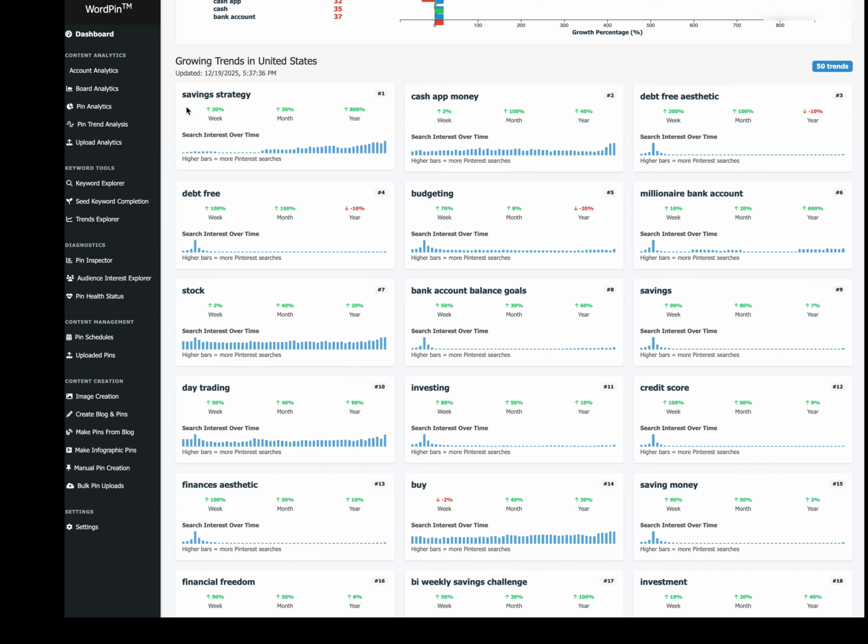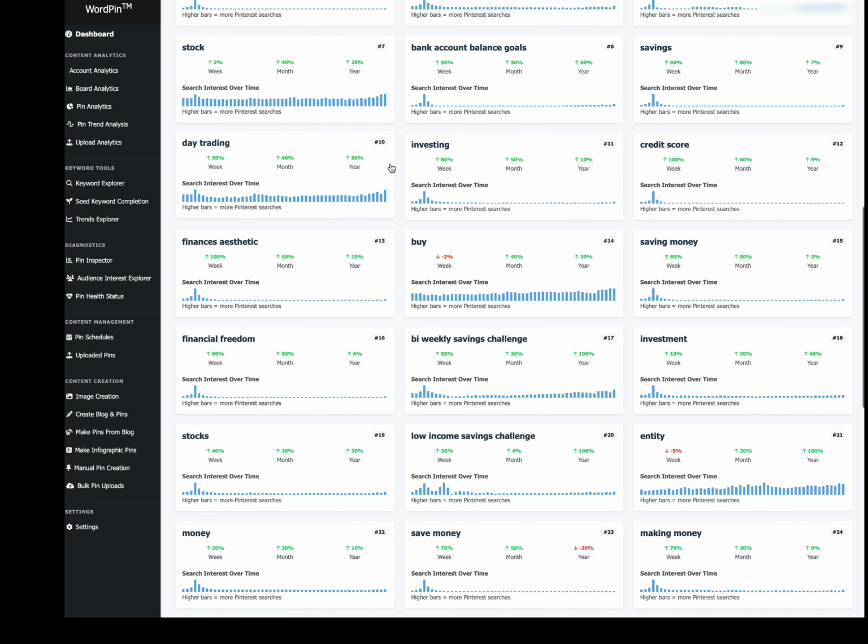So, okay, this is a very good one. So if you are in the finance or personal finance niche, now this would be a good one. If you are in the saving or money niche, that would be a pretty good one. As you can see, it's actually growing quite steadily over time. And if you focus on this one, you might actually be doing pretty well.